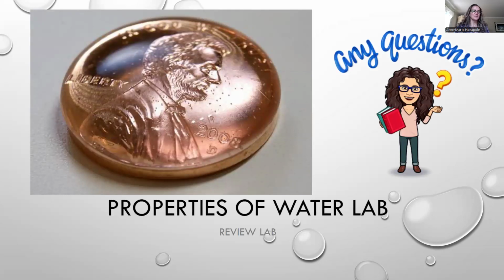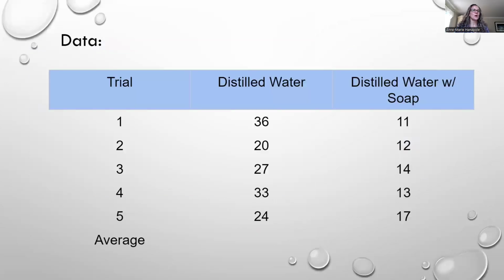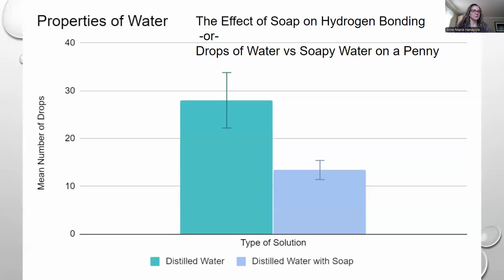Last class, we did a properties of water lab. And so we're going to talk a little bit about that before we get into the properties of water. What we noticed last time was that it looked like we could fit more drops of distilled water on a penny than we could soapy water. So when we graph that data, it also looks like we can fit more drops of distilled water than we can distilled water with soap.